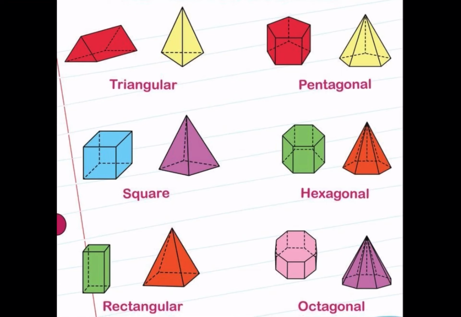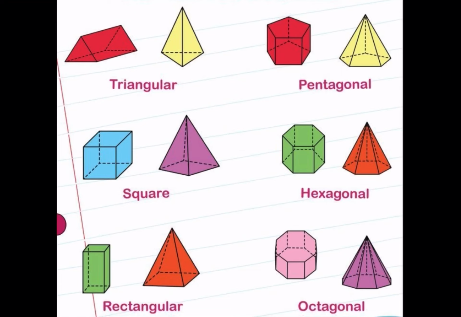Now, if you look at the yellow shape, it's a triangular pyramid. The bottom of the shape is a triangle, and that's what gives it its name. And a pyramid is always brought to a point at the top by triangular sides.